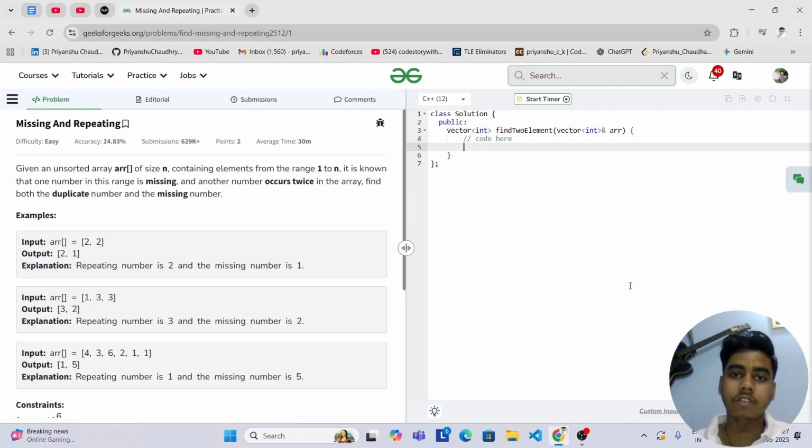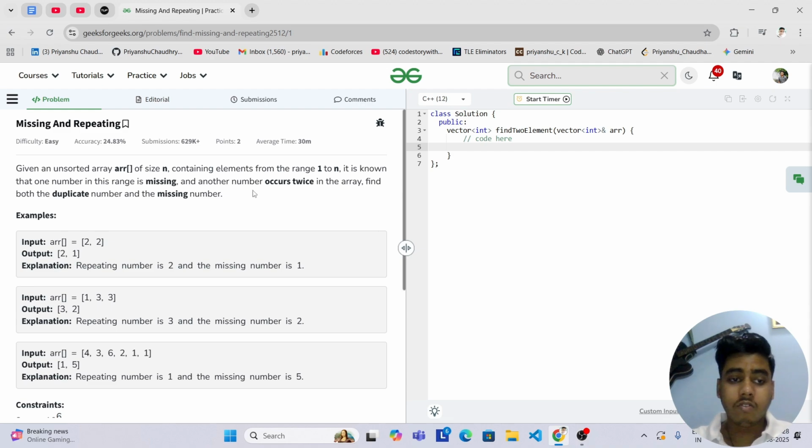So today I will be solving the problem missing and repeating. The problem says that given an unsorted array of size n containing elements from the range 1 to n, it is known that one number in this range is missing and another number occurs twice in this array. Find both the duplicate and the missing number.